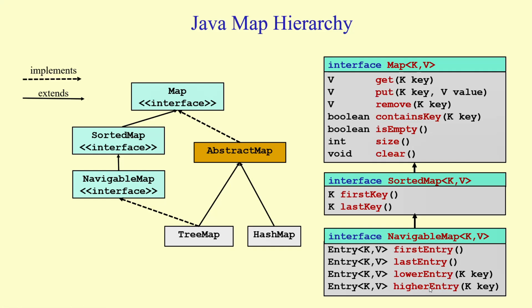So if we would like to use these additional functionalities, and if ordering is important for us, then we should be using a tree map. Otherwise, if ordering is not important, then we should be using a hash map.